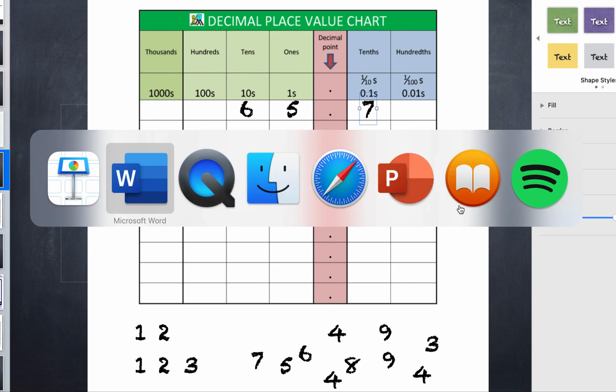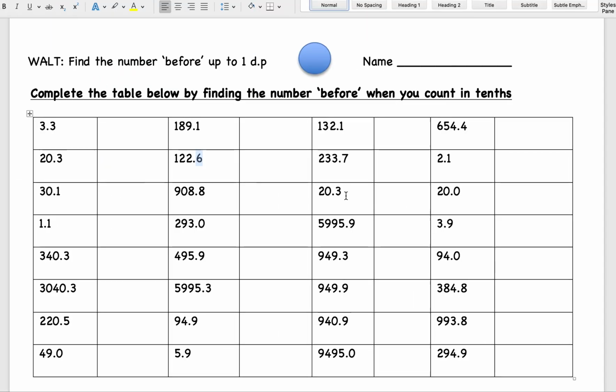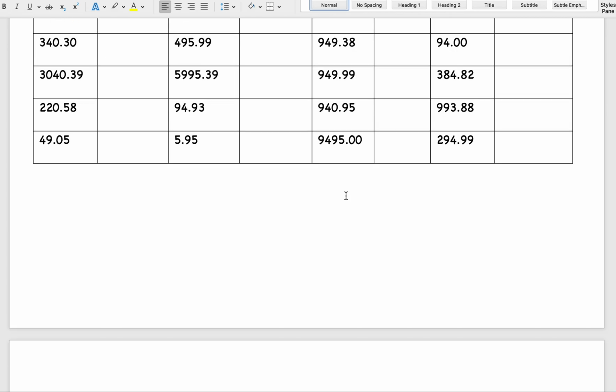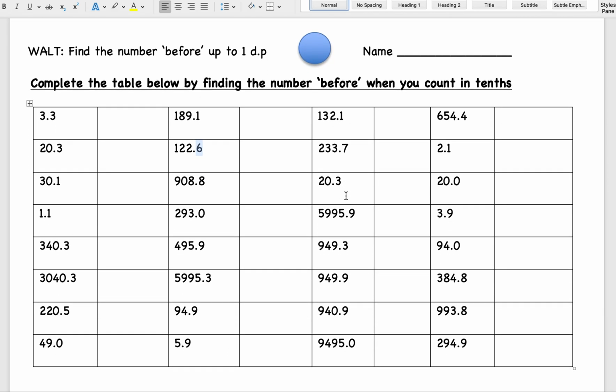If you look at your task today, the tasks are different depending on which group you're in as usual. I'm going to start with circles. In the circles group, it says quite clearly, complete the table below by finding the number before when you count in tenths. This part of the question is very, very important. It's all before today. And for circles, you're looking at tenths. You're just moving backwards by a tenth. You're subtracting. You're decreasing by a tenth.